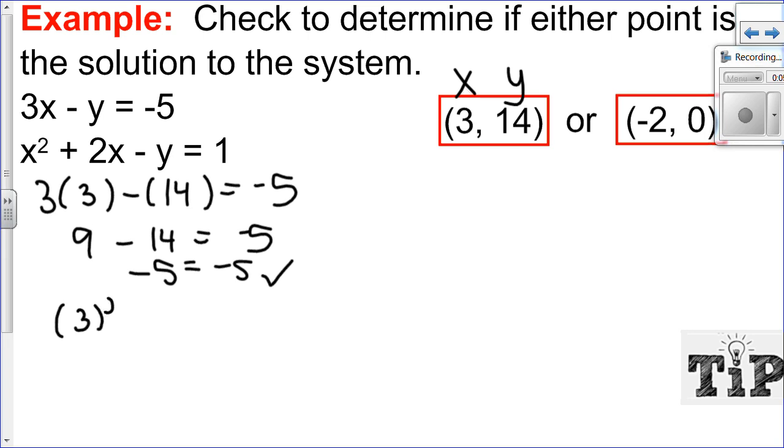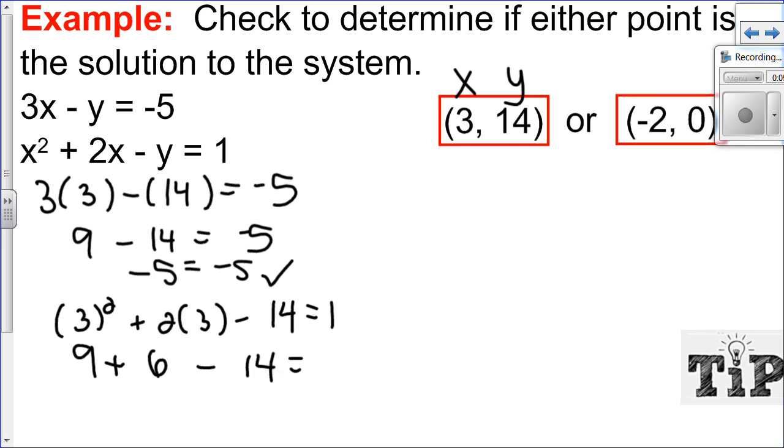So x squared plus 2 times x minus 14 equals 1. So 9 plus 6, take away 14 equals 1. 9 plus 6 is 15, and 15 take away 14 is 1. That is true. So I know that this is a solution to the system.